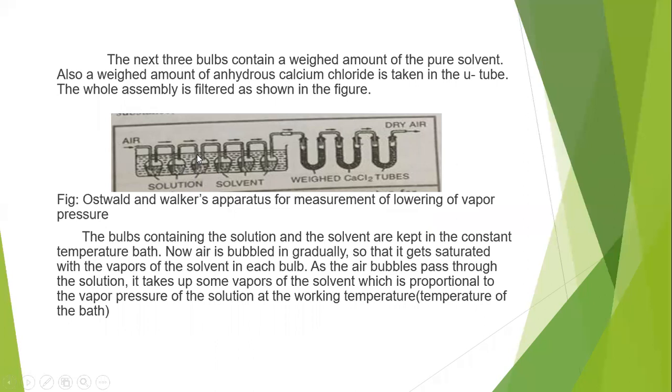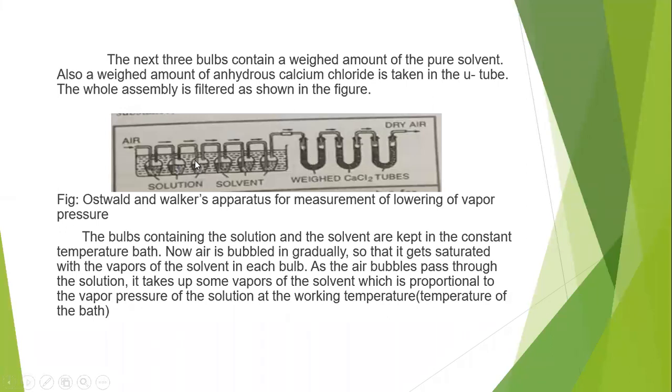So the next three bulbs contain a weighed amount of pure solvent. The first three are the solution, and the next three are the solvent, which also has to be weighed. And the third set consists of a weighed amount of anhydrous calcium chloride taken in the U-tube, whose weight also has to be determined beforehand. The whole assembly is fitted as shown in the figure. So the complete apparatus has to be arranged the way it is shown in the figure.